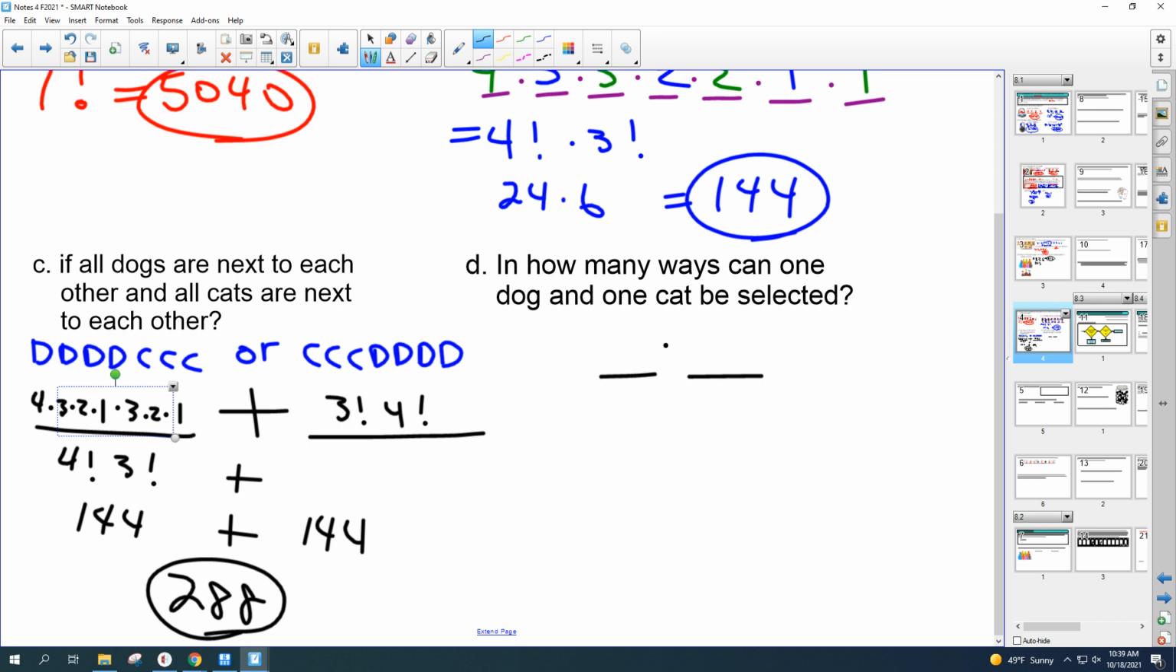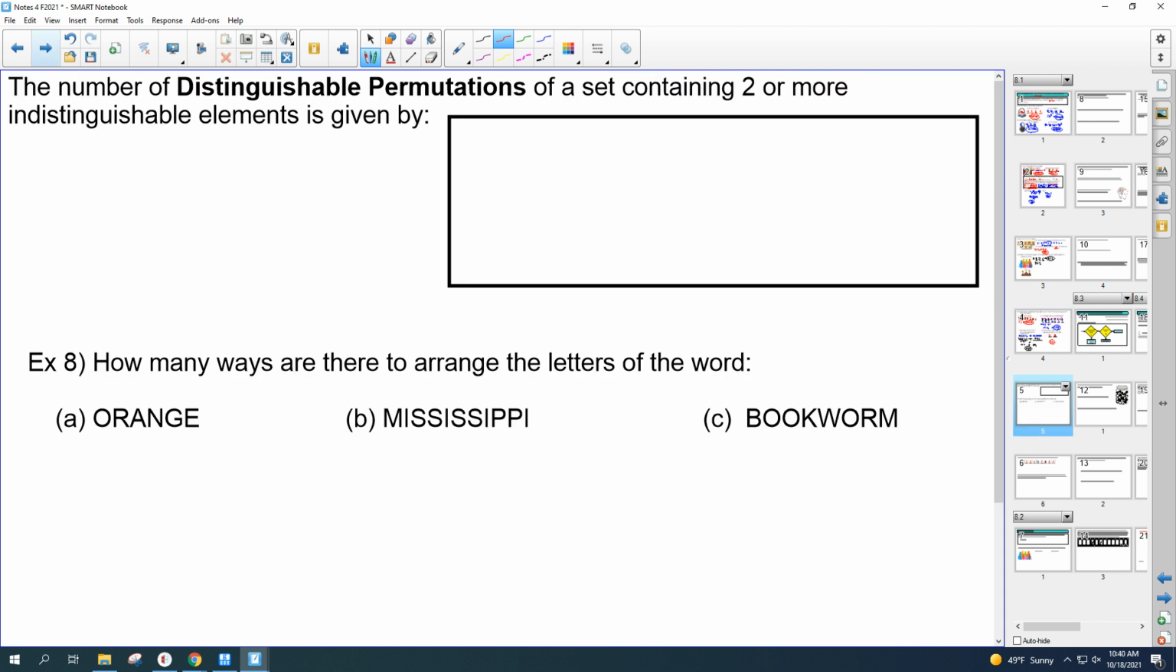Typically when I see the word and, it's times. And is times, or is plus. But how many ways to select one of the dogs? Well, 4. How many ways to select one of the cats? 3. 4 times 3 is 12. None of those 4 problems is difficult. But what's hard is when you don't know which one's which. All right, so you really have to read and be careful with the language.